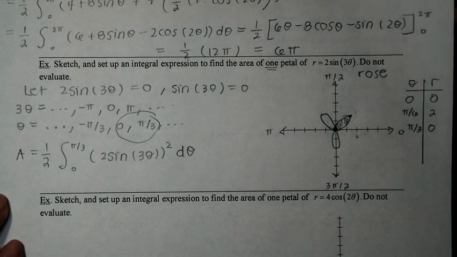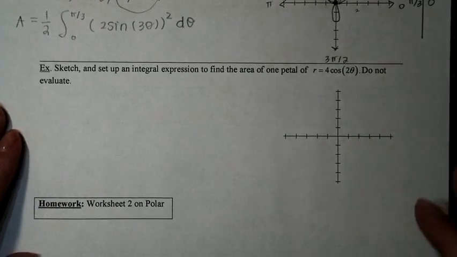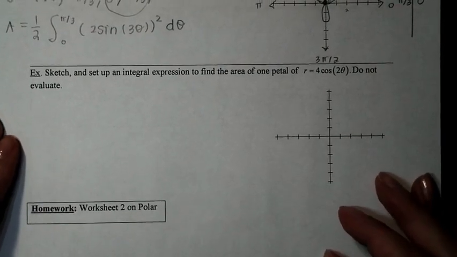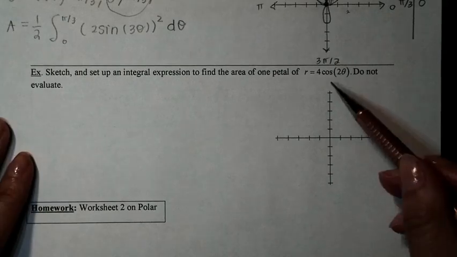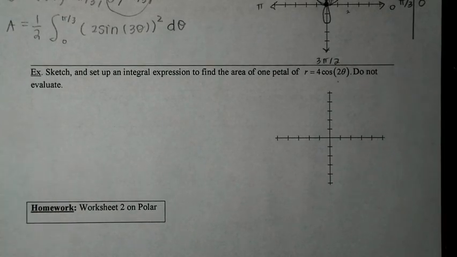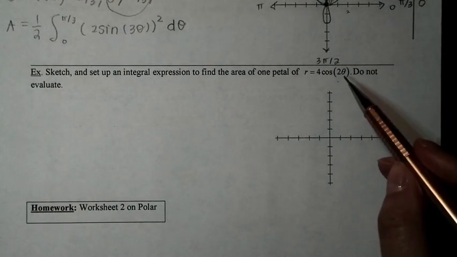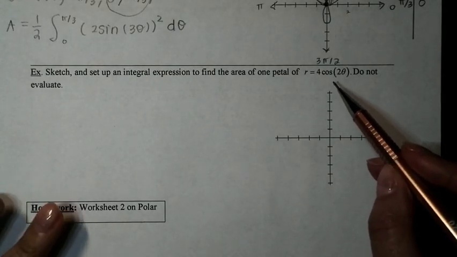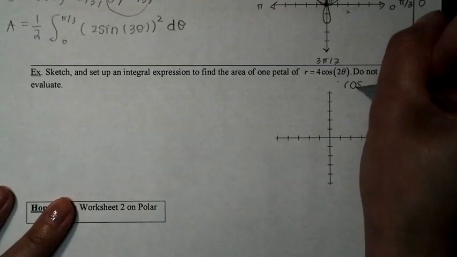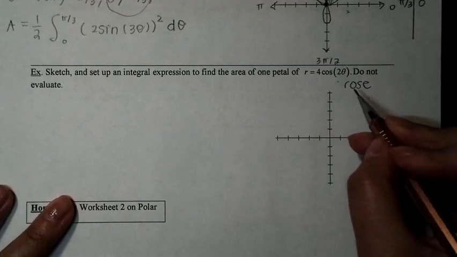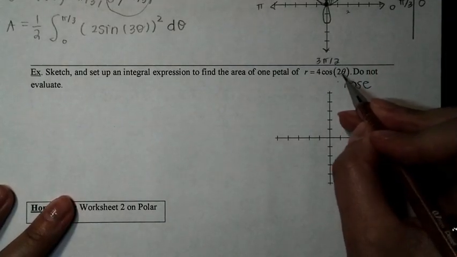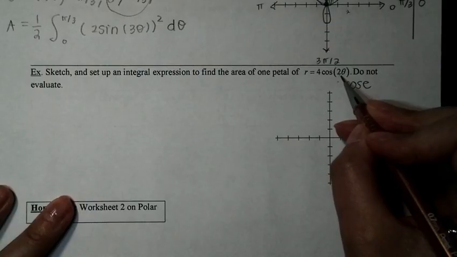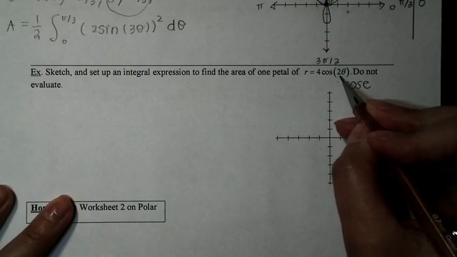Now let's look at another one over here, another type of rose. What's the difference between this rose and the previous one? First of all, we can see that it's a cosine, so this is going to be symmetric with respect to the x-axis, because it's a cosine. But again, this is a rose. Since the coefficient of the theta is even, instead of 2 you are going to have 4 petals. So that's the first thing that you see.